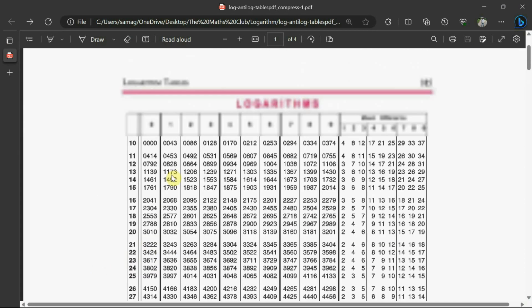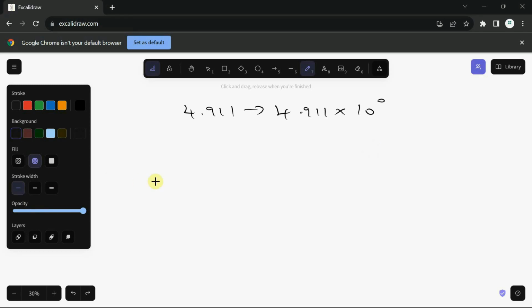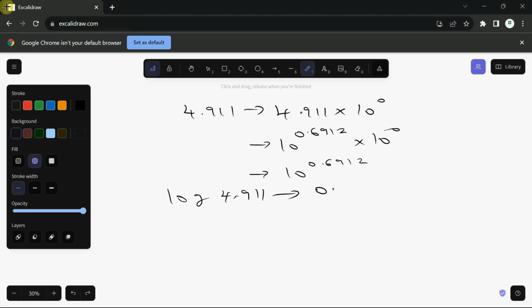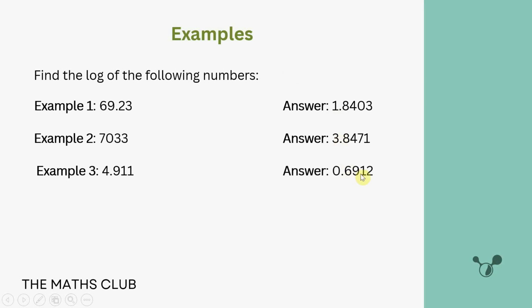So this is 49. I think the first value is 0. Okay, so 49, this is 0, this is 1, so this is 6911, right? 49 under 1 difference 1. Difference 1 is also 1, so that is 6912 if I add both of them. So that is 10 raised to the power of 0.6912 times 10 raised to the power of 0, right? So the log of 4.911 is just what? 0.6912. So we can now check if our answer is correct. Yeah, 0.6912. Great.